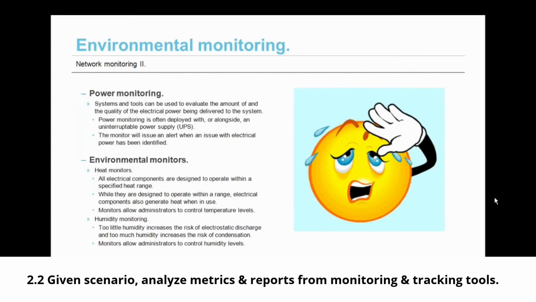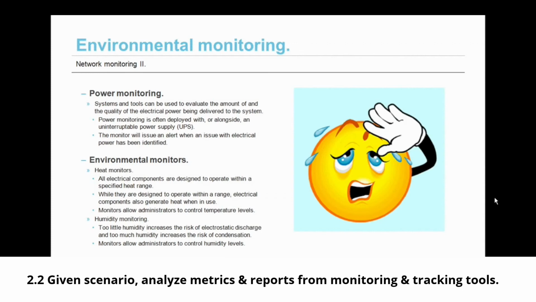Power monitoring tools are systems and tools that can be used to evaluate the amount of and the quality of the electrical power being delivered to the system. They're often deployed with or alongside an uninterruptible power supply, or UPS. The monitor will issue an alert when an issue with electrical power has been identified, giving the network or system administrator a chance to rectify the problem before any equipment has been damaged.